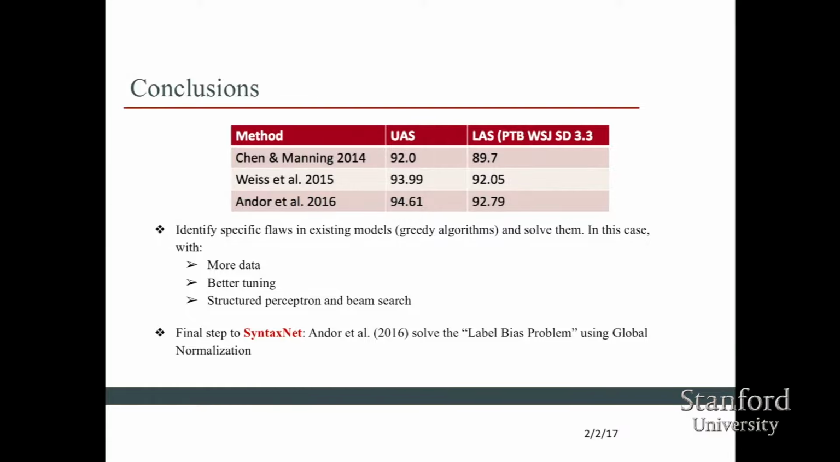So the main takeaway, and it's pretty straightforward, but I can't stress it enough, is when you're trying to improve upon an existing model, you need to identify the specific flaws that are in this model, in this case, the greedy algorithm, and solve those problems specifically. And in this case, they did that using a semi-supervised method, using unlabeled data. They tuned the model better, and they used the structured perceptron with beam search. Thank you very much.